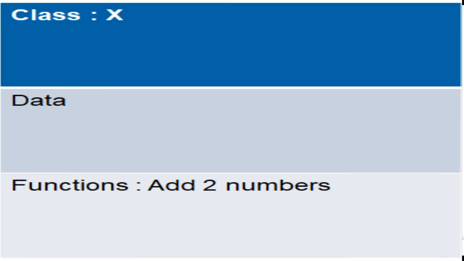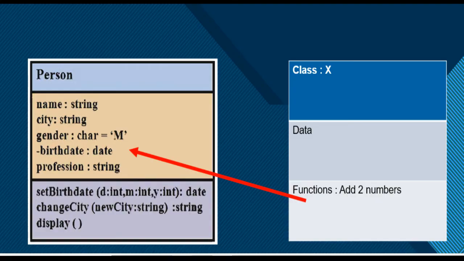So if there is another class, for example class X, and inside that we have created one function to add different numbers, the function defined in this class cannot access the data of the person class. This is called encapsulation of data and the methods or functions that can access that data.